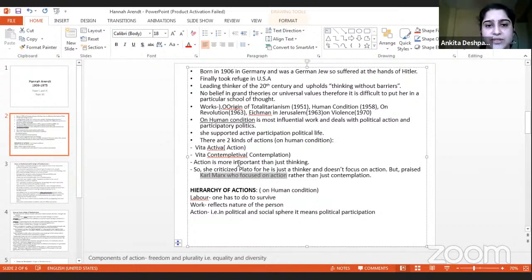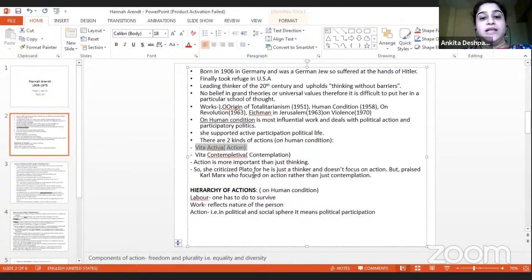So there are two actions, vita activa, vita contemplativa. What is important? Action is more important than just thinking. That's what we say, no? Do rather than just think, act rather than just think. That's exactly what she is talking about.